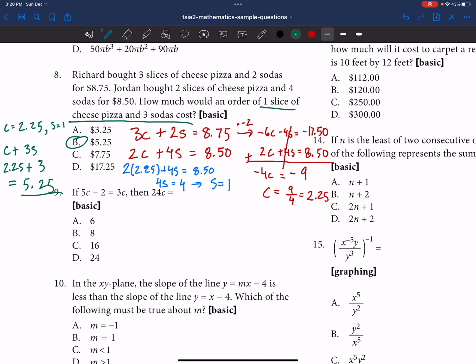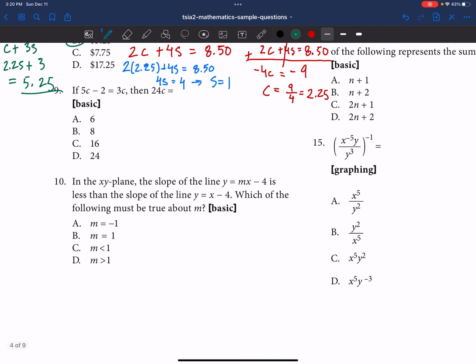Okay, so you see that one was kind of lengthy. It actually asks quite a few things for you to do, right? It asks you to be able to set up those equations, to use elimination to solve for both variables, and then to use those variables to figure out a new expression, what that total is. Nice. All right, let's move on to number 9.